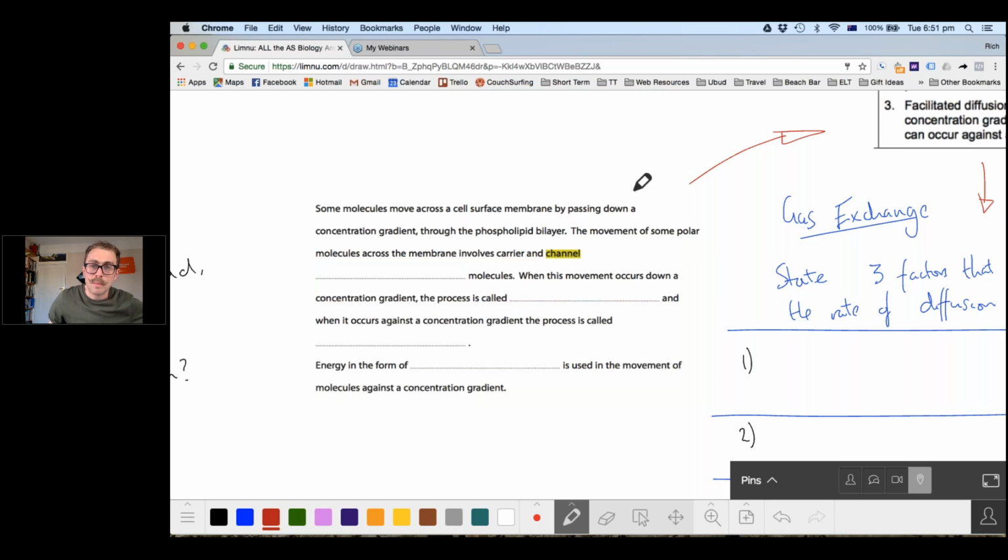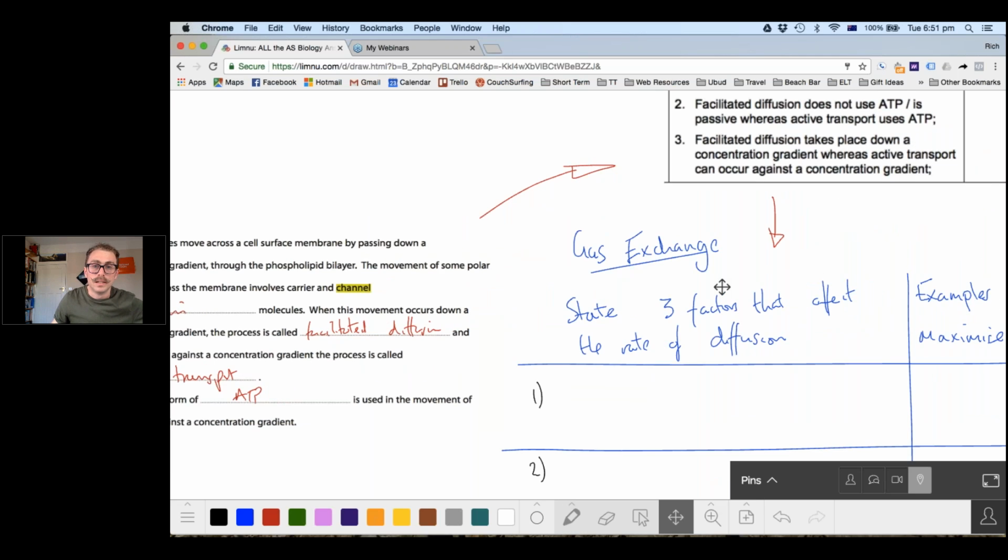Some molecules move across cell surface membranes by passing down their concentration gradient through the phospholipid bilayer. The movement of some polar molecules across the membrane involves carrier and channel protein molecules. When this movement occurs down a concentration gradient, this is called facilitated diffusion. And when it occurs against the concentration gradient, the process is called active transport. Energy in the form of ATP is used in the movement of molecules against the concentration gradient. Active transport: against the concentration gradient, ATP, all the time. It's a carrier protein.